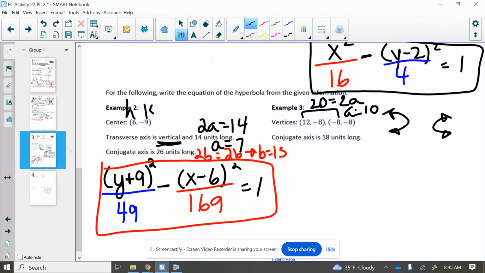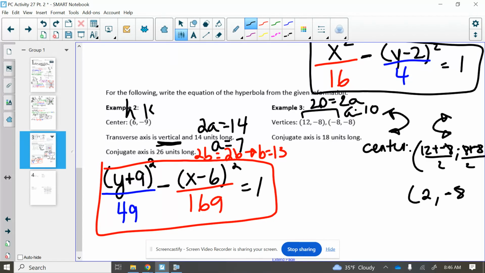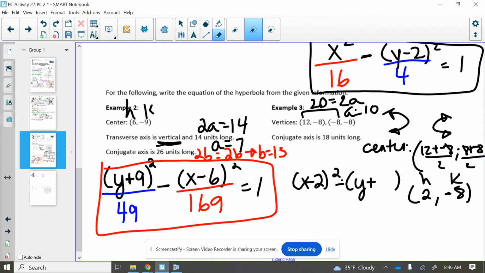Now to find the center, we are going to end up using the midpoint. So add up your two x values, add up your two y values. 12 plus negative 8 is 4, divided by 2 is 2. Negative 8 minus 8 more, divided by 2 is negative 8. So here are the h and the k, and again, we know this is horizontal because we were moving those x values to start. So x minus h, y minus k, which is plus 8, equals 1.